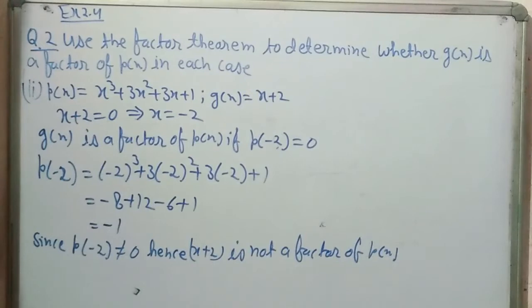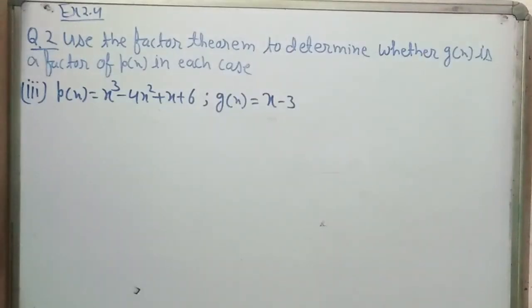As you might have seen, we are following the same pattern, the same method in almost every case. One method is the same. In every case, we are finding the value of the polynomial at a particular value of the variable. If it's 0, it's a factor. If it is not 0, it's not a factor.